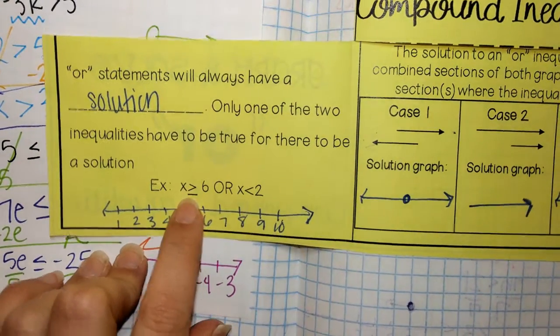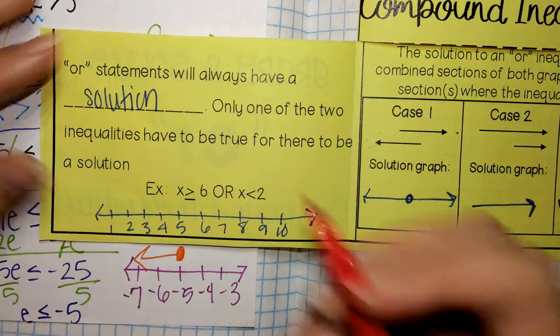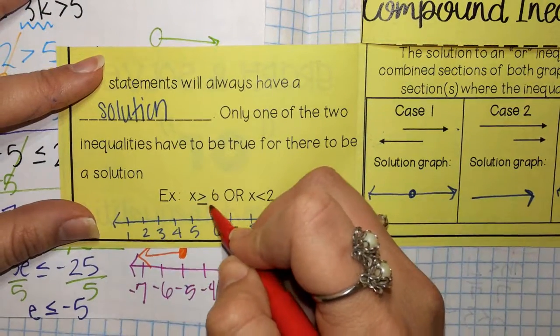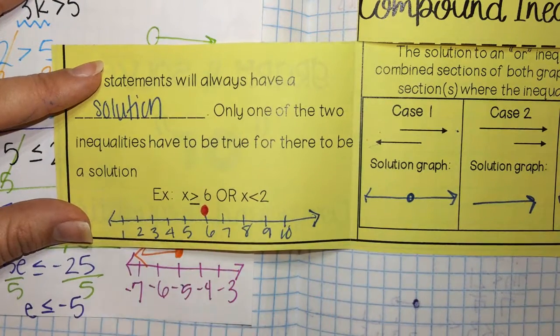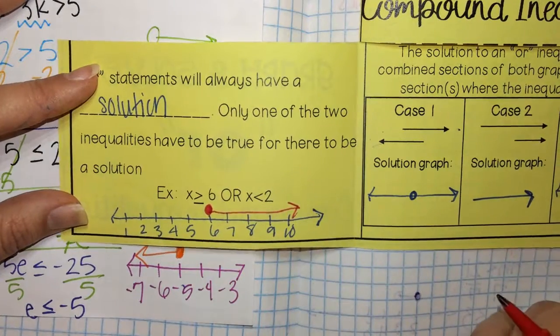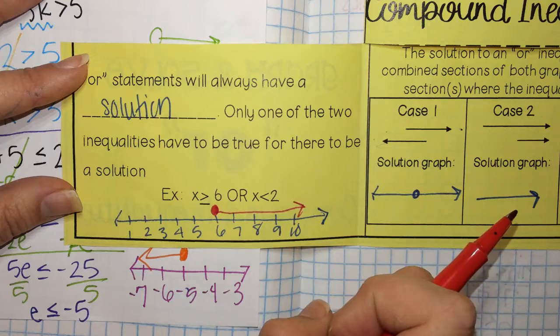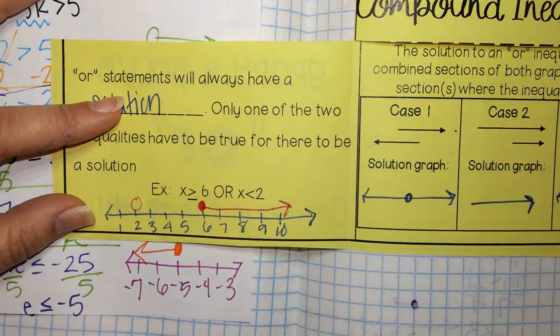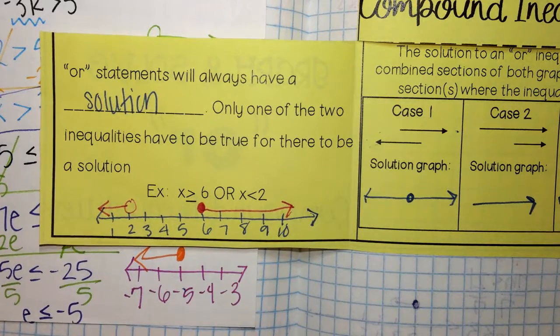Alright, so this says x is greater than or equal to 6. So we're going to put an open or closed circle on 6. Closed. Now, greater than, does that mean we're going to shade to the left or to the right? To the right. Greater than is to the right. Now, are we going to put an open or closed circle on 2? Open. And is that less than or greater than? Less than. Boom. That's your OR situation.